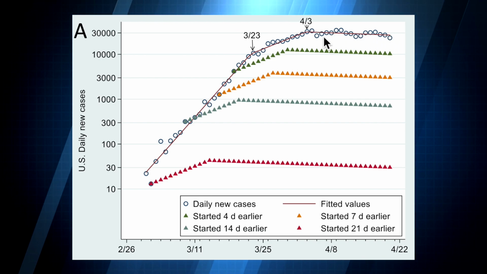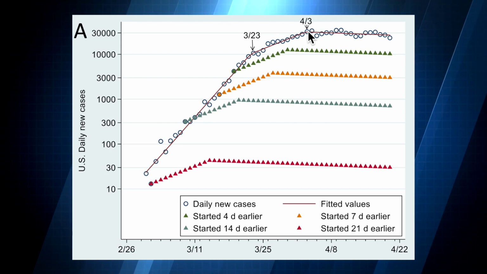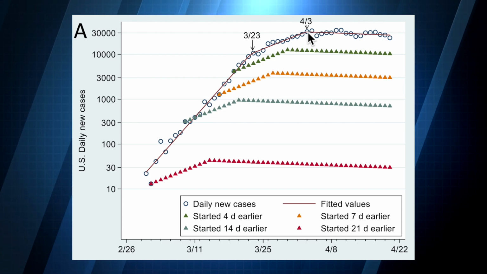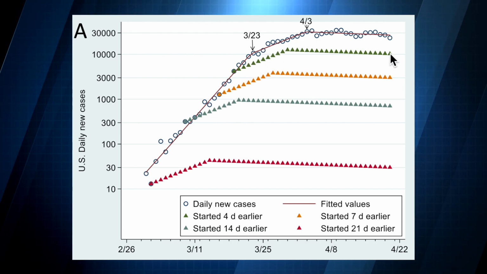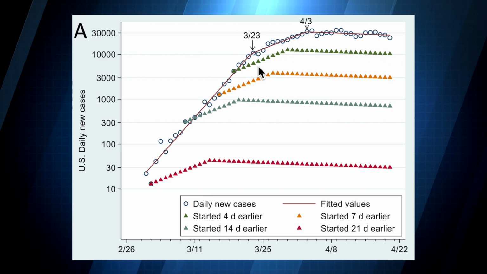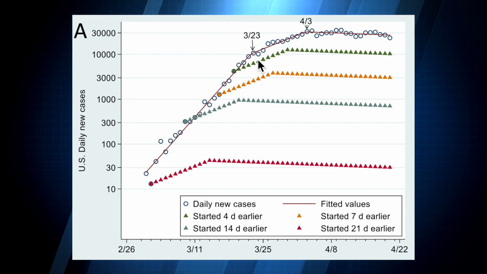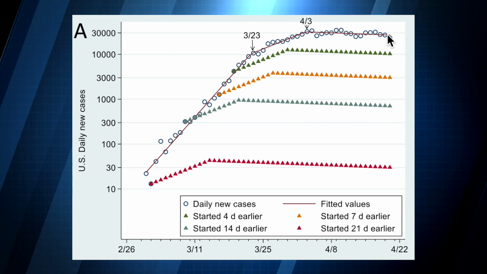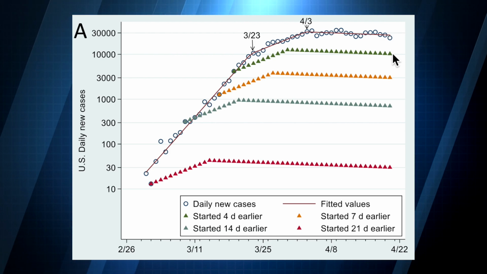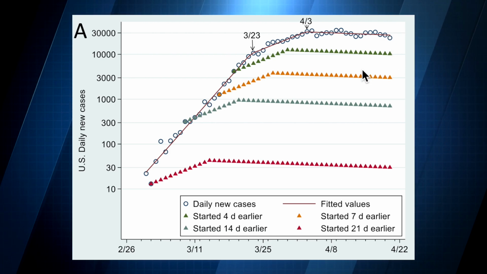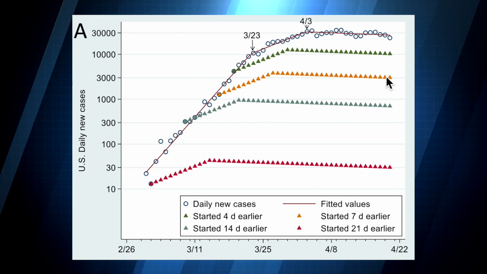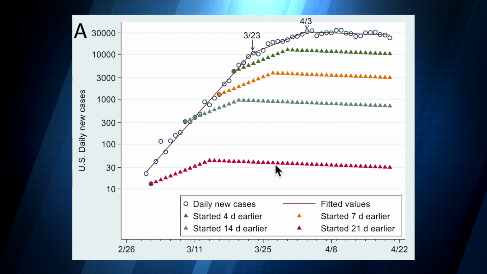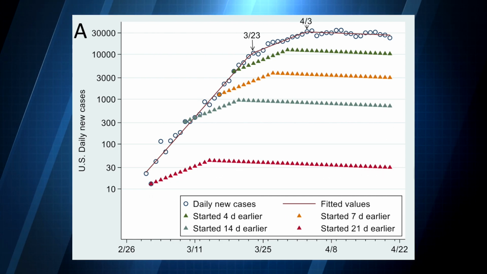This would have been a lot better if it would have been acted on a lot more quickly, but that didn't happen. The green line, green dots, green triangles, what are those? That shows you what it would have looked like if the stay-at-home orders would have been implemented 4 days earlier. So instead of upwards of 30,000 new cases a day, it would have been at 10,000. 7 days earlier, 1 week, that's orange. 2 weeks is the bluish gray. And this red, that's when Fauci said we should have started intense mitigation.